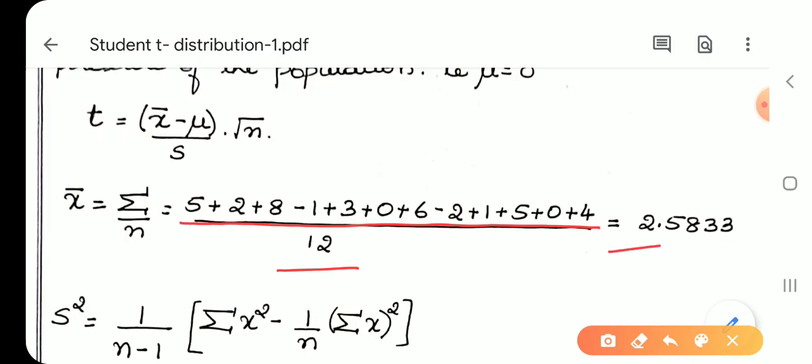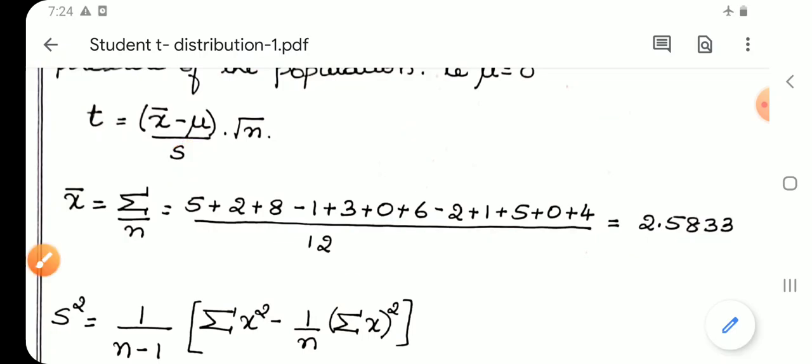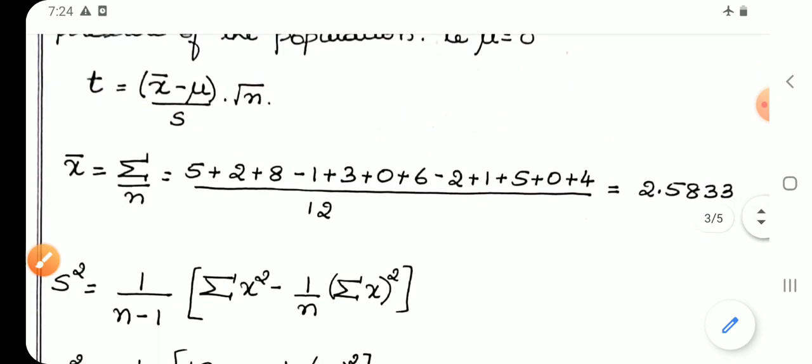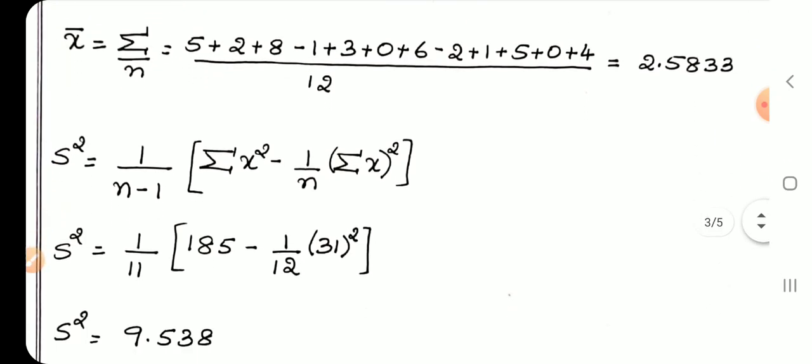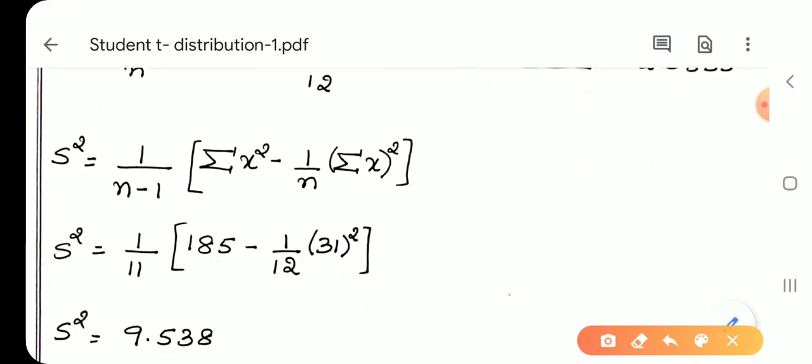When we do, we get the value as 2.5833. Next is the standard deviation. Yes, we have to find it. For that, see, s square is the variance. Square root of s square we get as s, that is the standard deviation of the sample. So s square is given by the formula, we have already seen the formula, 1 by n minus 1 into sigma x square minus 1 by n into sigma x whole square.